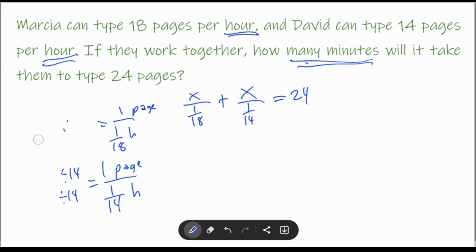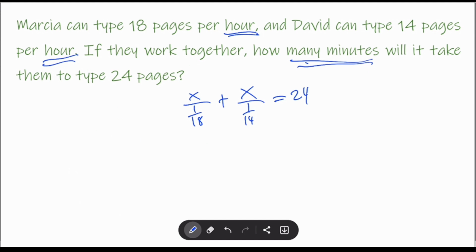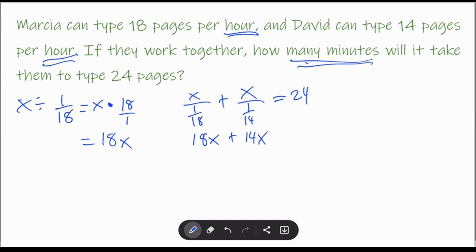So let's remove the rest of the computation and focus on this. x over 1 over 18, we can simplify that. If you divide x by 1 over 18, the rule says you copy, change to times, I'll just use a dot product, and then do the reciprocal of the divisor. So 18 over 1, or just 18. So this is the same as 18x. So x over 1 over 18 can be written as 18x. Same with x over 1 14th: 14x equals 24. And then combine. So 18 plus 14 is 36.